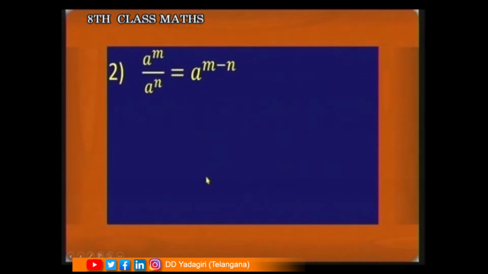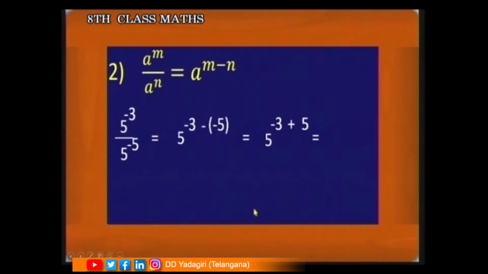Now let us go to the next law of exponent. A power m by a power n equal to a power m minus n. For example, you take 5 to the power of minus 3 by 5 to the power of minus 5. How do you simplify this part using this formula? According to this formula, we can take the single base a and we subtract the exponents. Thus we can write 5 to the power of minus 3 minus minus 5. We have to subtract minus 5 from minus 3. Thus we get minus 3 plus 5 and it is 5 to the power of 2.